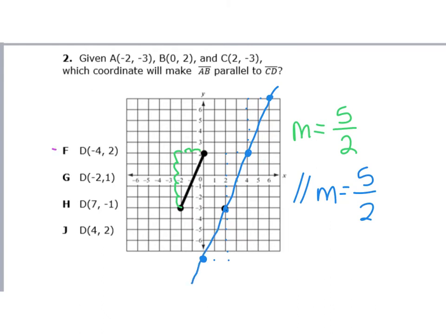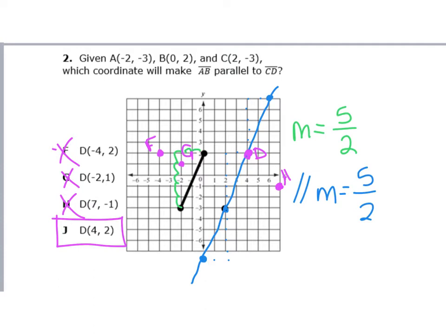Starting with answer choice F, (-4, 2). There's F. That is definitely not on the line. G is at (-2, 1). Here is G. Again, not on the line. H is at (7, -1). H is not on the line, so hopefully J will be on the line. (4, 2). There is J, which is on the line. Point J is on the line.